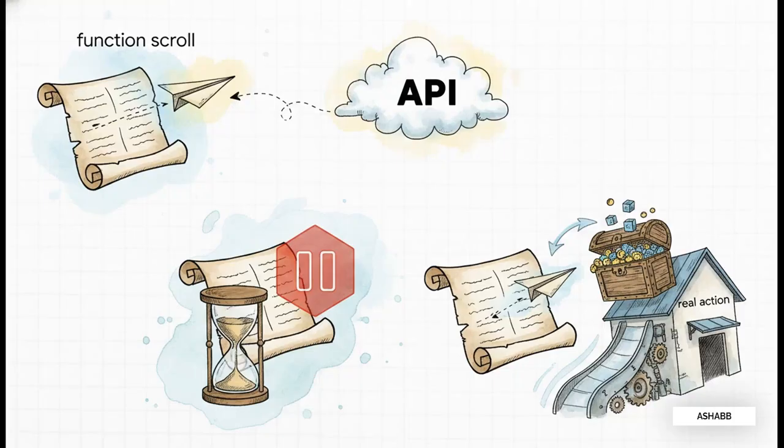So why is returning a function so powerful? Because that function is like our own little time machine. Inside of it, we can hit pause, we can kick off our API fetch request, and just wait. We wait for the response to come back from the server.